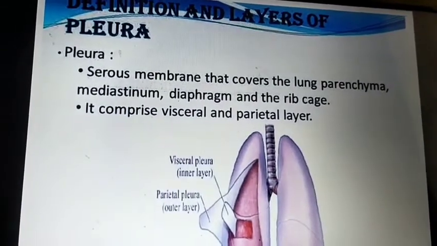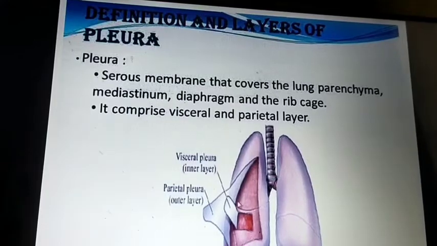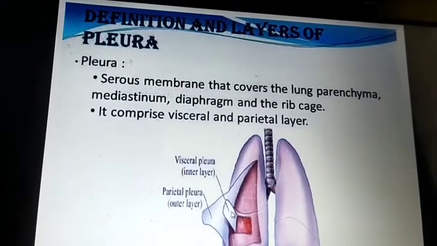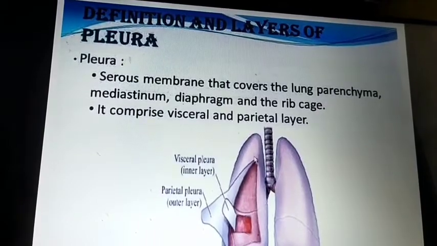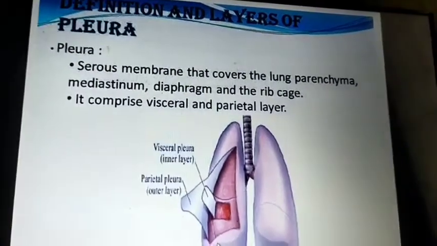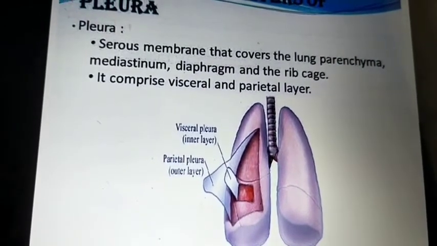It comprises the visceral and parietal layers. Visceral comes from viscera, meaning organ, which is attached to the visceral layer. The very innermost layer is the visceral layer, and the outermost layer is the parietal layer. Pari means outside, periphery.